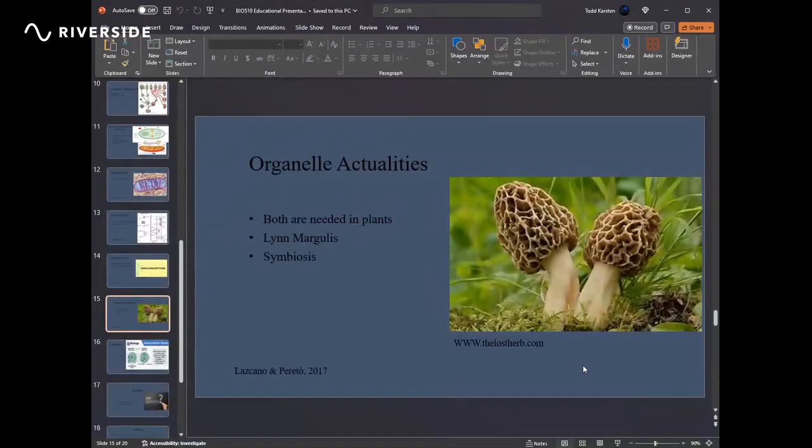The actualities of these two organelles, the truth, both are needed in plants. This was stated by Lynn Margulis, and we have learned through research that they are symbiotic and use symbiosis to grow and develop. Both the mitochondria and the chloroplast are needed for the plant to survive. The combination of these two organelles provides the proper energy so the plant can function and operate properly.